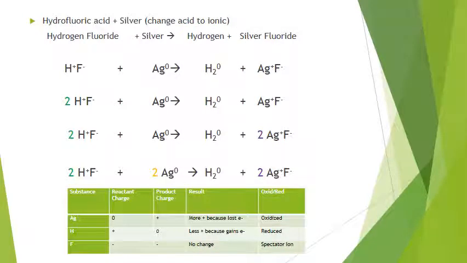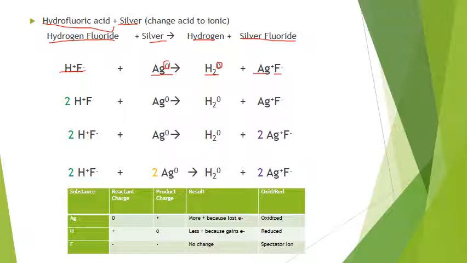And the last one, hydrofluoric acid plus silver. Again, change the acid to its ionic name, hydrogen fluoride plus silver yields hydrogen and silver fluoride. So H plus F minus, Ag0, don't forget, no charge, yields H2, no charge, plus Ag plus F minus. Okay, now you're all set.